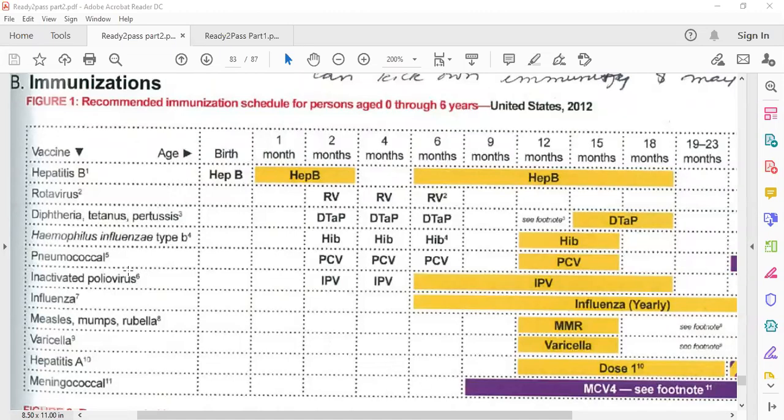I want to recap it. Hepatitis A, basically 2 doses. The schedule of hepatitis A: the first dose we give at 1 or 2 years, and the second dose 6 to 18 months after the first dose.